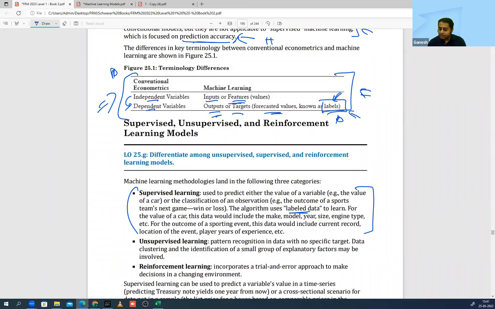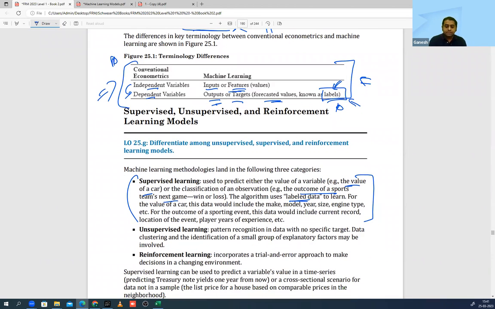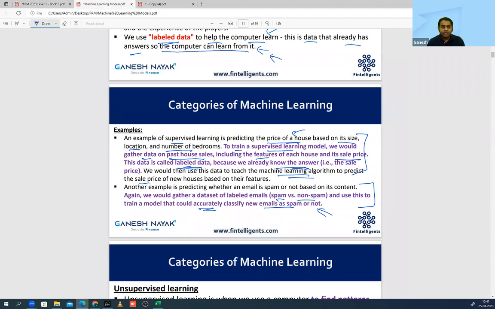So two things: either you will find the value of the car, the value of something, or you will find a prediction or outcome of an event, whether there will be a win or loss. Clear? This is supervised learning. Any confusion, let me know.